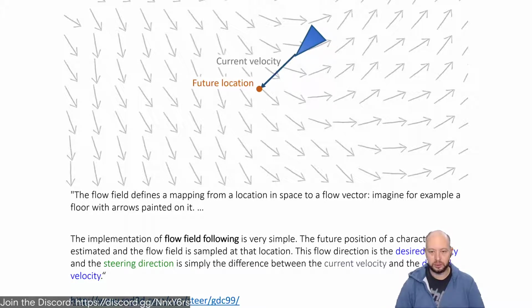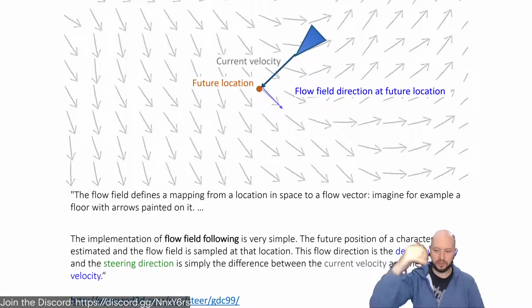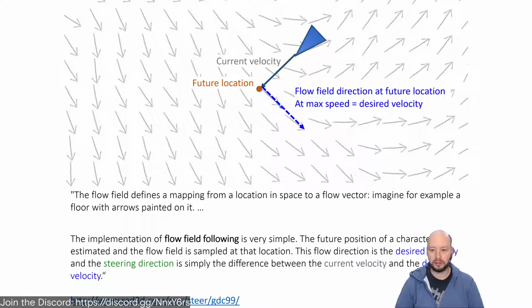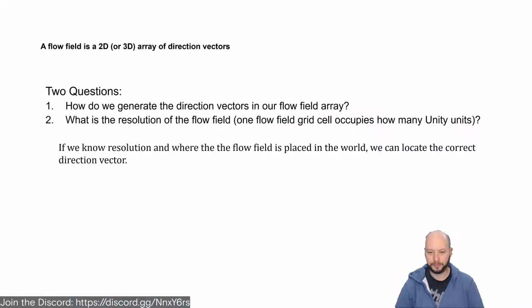So to actually apply this to an agent, we have our current velocity and our current future location, and then we use that to determine the direction due to the flow at our future location, and we apply that to our agent, where our max speed is this desired velocity, and that way we can calculate the effective steering force due to our future location in this way. And then we limit that steering force to the maximum force.